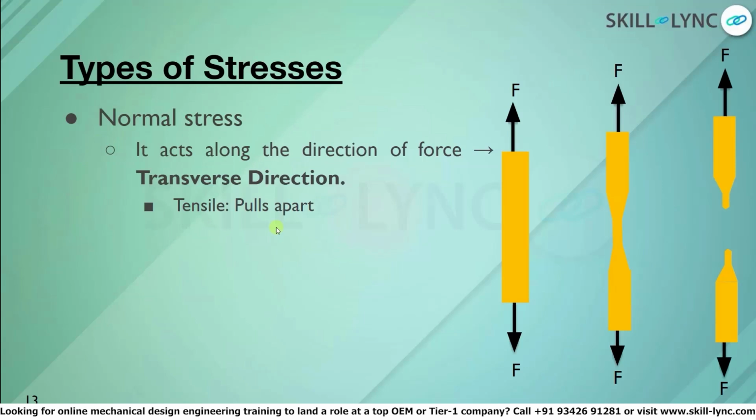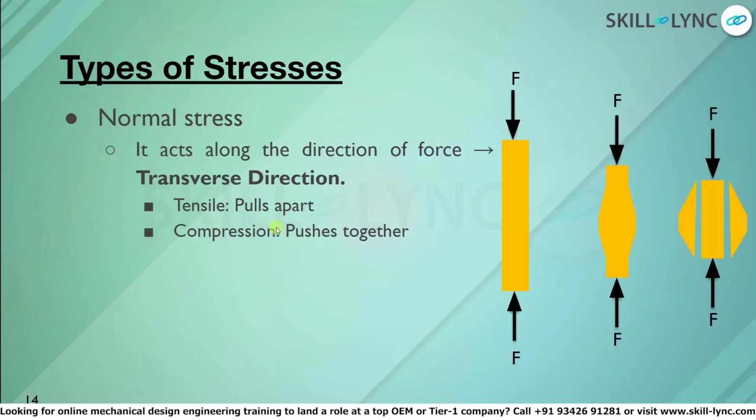Now, let us look at the types of stresses that can act on a body. First is normal stress. This stress acts along the direction of the force or the transverse direction. The first kind of stress is tensile stress. This is a stress that pulls apart an object. When under a tensile stress, the object will distort, that is, its dimensions and shape will change. An object under tension will elongate and undergo necking. And here, necking is the phenomenon where the cross-sectional area reduces. As this stress is increased, the material will break apart.